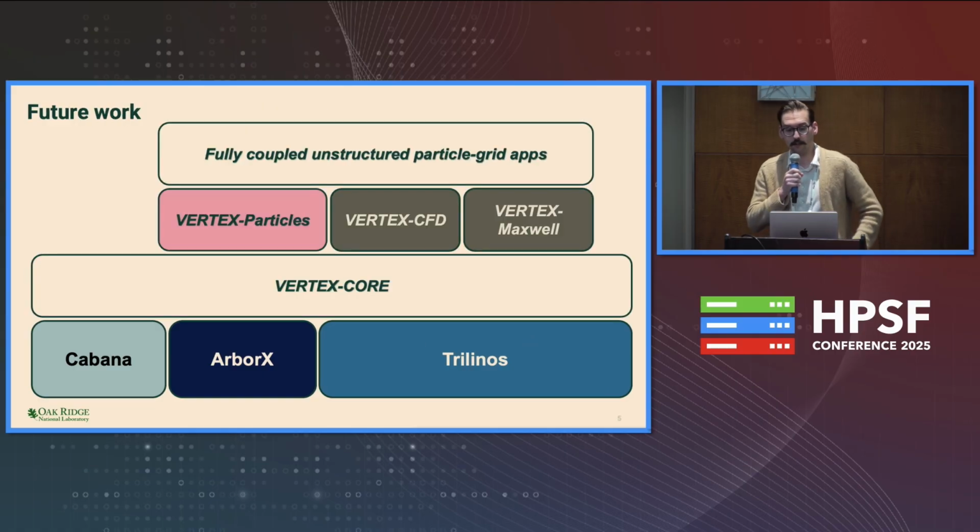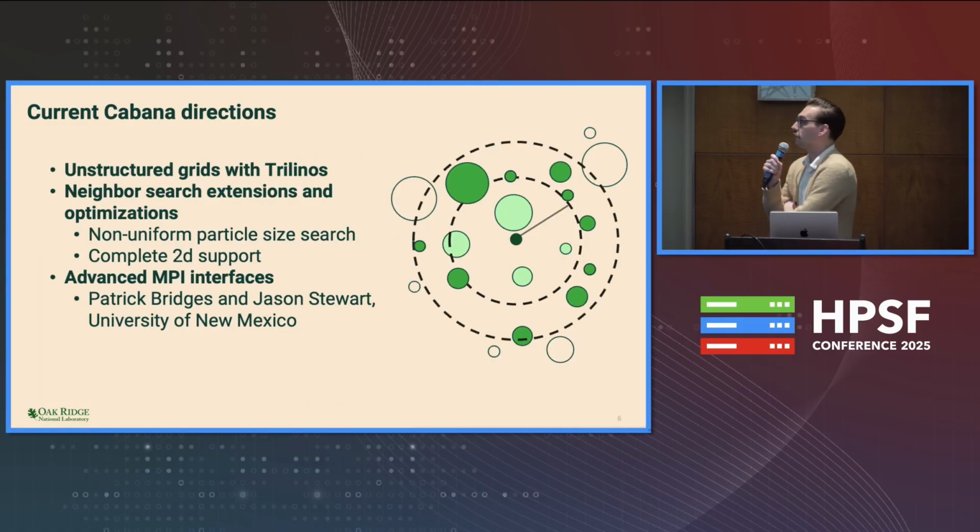Into the long term, into the future work, of course, we'd like all these packages to interoperate together. We've got a third package that neither Marco nor I have talked about yet, which is Vertex Maxwell solvers. The ultimate goal here is that we can build a layer that helps interoperate between Cabana, ArborX, Trilinos, et cetera, and helps users, at least in the fusion and plasma physics space, to build particles within your CFD code, potentially together with your Maxwell solvers as well, into these fully coupled, fully unstructured particle-grid codes.